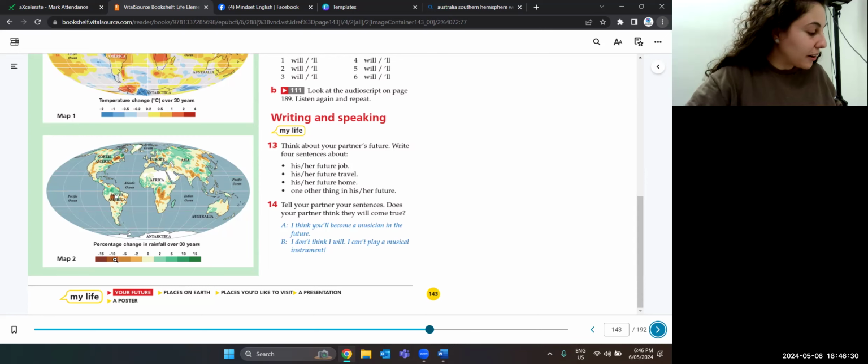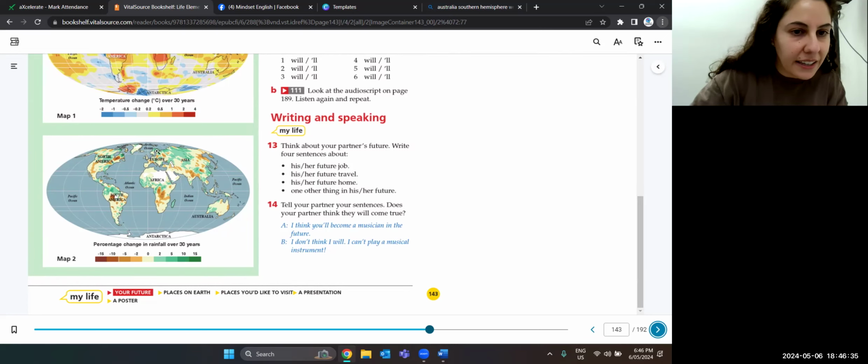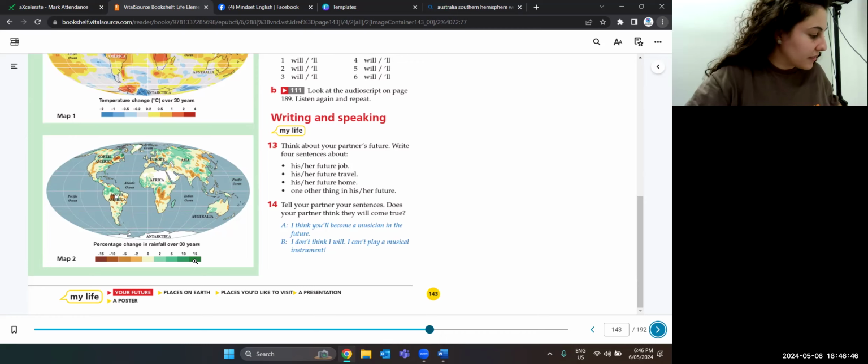Number 5, rainfall has increased in all of Europe. Not really, because I can see there's still blue and orange. So it hasn't completely increased. So false. Rainfall has decreased in parts of Africa by 10 degrees. True. I can see some parts that have decreased by 10 because it's this color. So there are areas in Africa that decreased by 10.